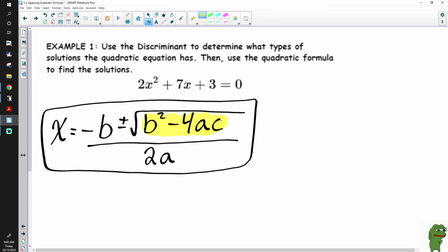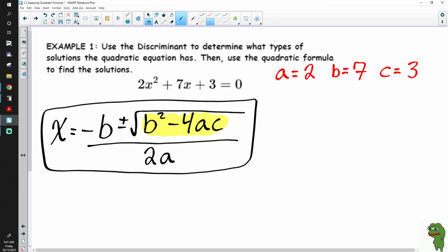So our first thing is we're going to do the discriminant, just like we did before. We're going to figure out how many solutions there are, and at the same time, we're going to be solving part of the quadratic formula. Look at your quadratic. Is it equal to 0? Yeah, it's equal to 0. We still got to check for that, just like we always do. Now we need our A, B, and C. What is A? What is B? What is C? A, B, C.